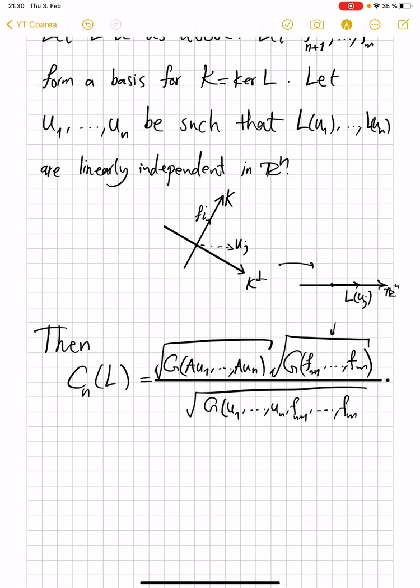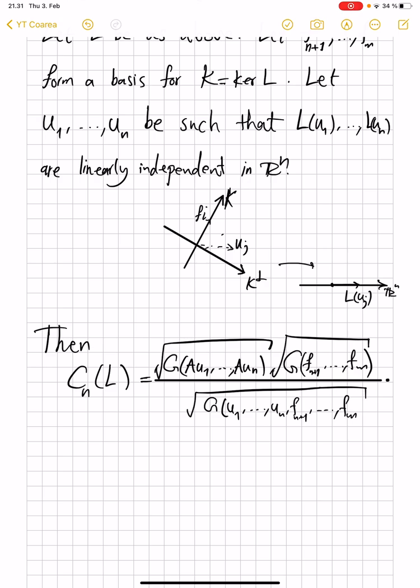And this one here will be the m minus n dimensional volume of the parallelepiped that these form inside the space K. So here is some parallelepiped, here is some parallelepiped, and these two are their volumes. And all of this together will be the m-dimensional volume of the largest parallelepiped that the u_i's together with these f_j's make. And this ratio, the claim is, is always equal to this Coarea factor. Okay, that was my second exercise.